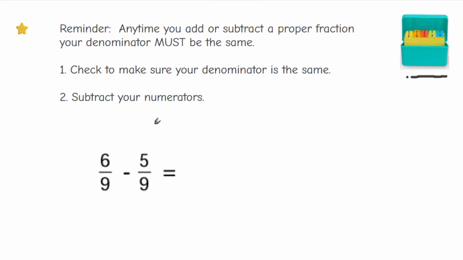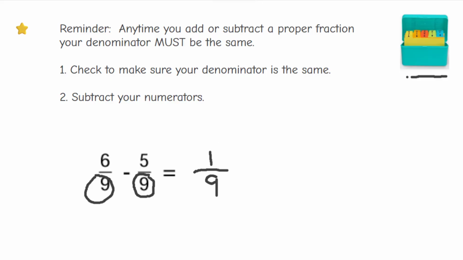Then you can subtract your numerators. You're not subtracting the denominator. The denominator has to be the same. In this case, it is. That's the first thing you want to check. First thing you want to take care of. And now, because they're the same size, I can subtract the numerator. 6 minus 5 is 1.